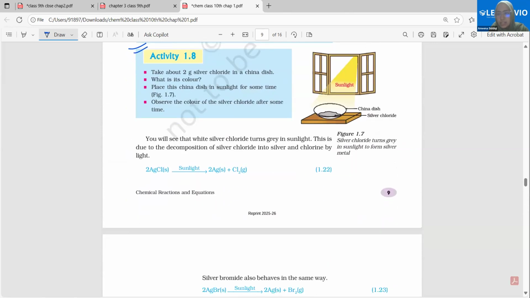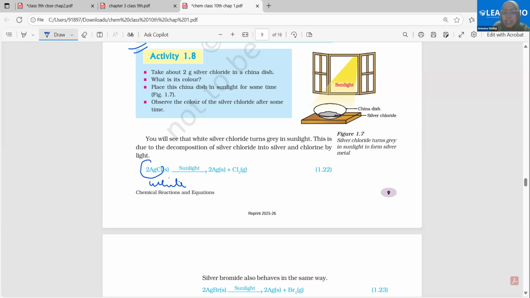I told you why the color, which was initially white silver chloride, changes to grayish color. And why was that? Because of the exposure to sunlight. Then what happens there after photolysis that the color changes?